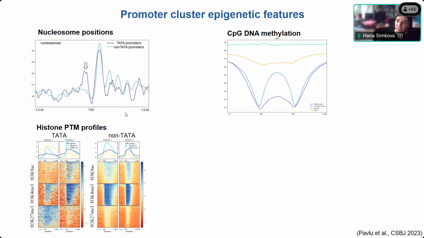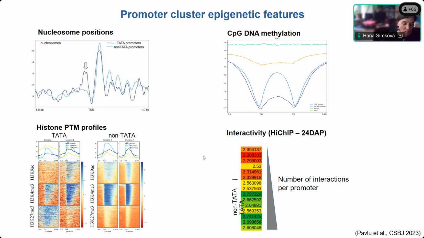Unsurprisingly, we found enrichment in acetylation and K4 trimethylation, as for every transcriptionally active region. But what surprised us was that we also observed enrichment of K27 trimethylation in a proportion of TATA box promoters, which we hypothesized might be related to the tissue specificity of these. And as for the interactivity, as Hana mentioned, there are roughly two and something interactions per gene or per promoter. When we looked at our promoter categories, we found a marked difference between TATA box and non-TATA promoters, where it was markedly higher in the non-TATA promoters.